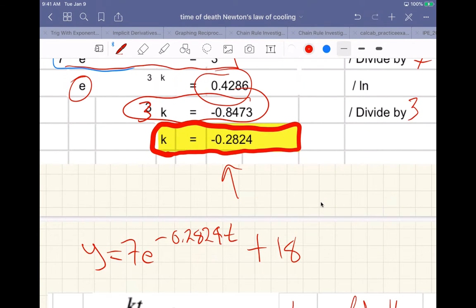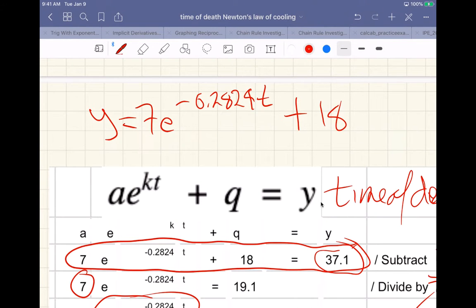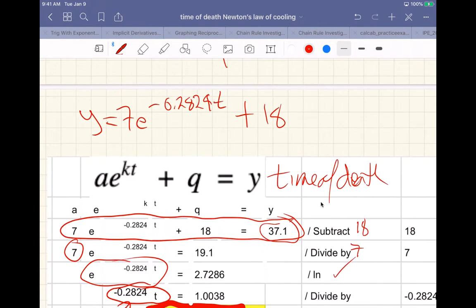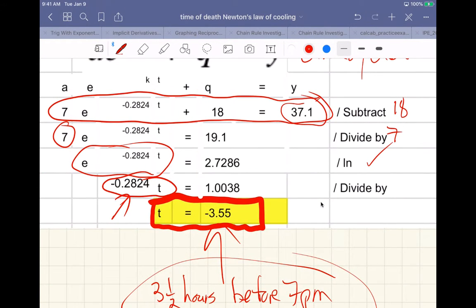Once I have the rate constant, then I have my overall equation. And now I can use the equation to get a temperature at any time or a time at any temperature. And then only at this point do I set the temperature equal to that 37.1 and solve for T, which would be the time of death, because that's when the temperature started to decrease, right? So it was 37.1 until that specific point in time, and then it started to decrease. So that's when we know it's the time of death.